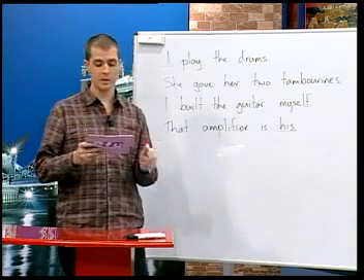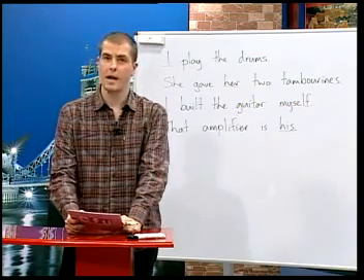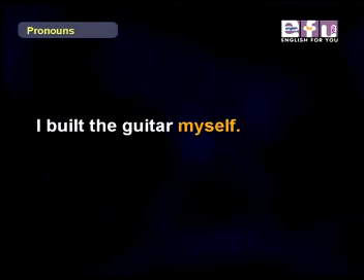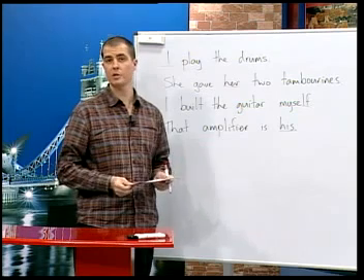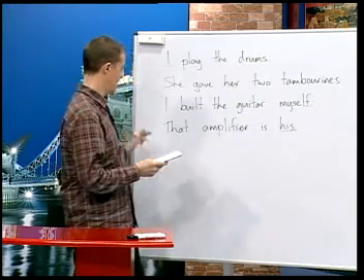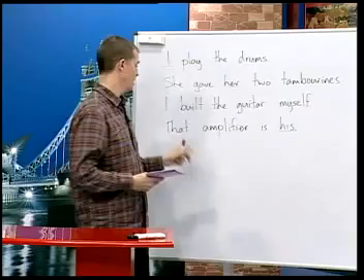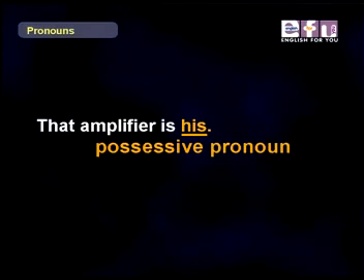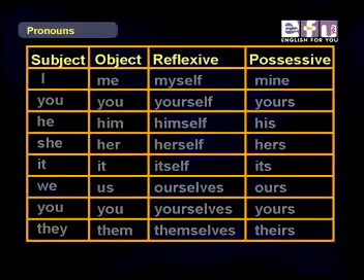A reflexive pronoun is used as the object of a verb or a preposition when the subject and the object are the same. I, myself, are the same. I built the guitar myself. Possessive pronoun is used to show possession. And a possessive pronoun, they're not followed by a noun. That amplifier is his. His is a possessive pronoun.